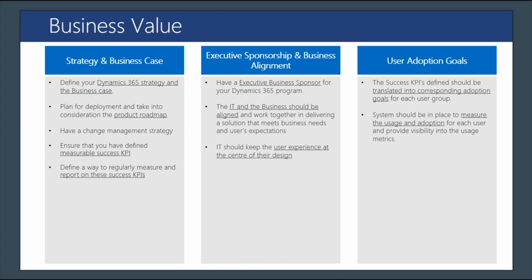Defining the measurable success KPIs, and the key word here is really measurable. A lot of times projects are implemented, we want a better view of our customers, we need to get a 360-degree view of the customer, but exactly how that 360-degree view is going to impact your business, what are the KPIs that it's going to improve? Will a 360-degree view of the customer improve your sales performance? Will it reduce the time it takes to close an opportunity, or will it bring in more leads? Those are the KPIs that you need to define.